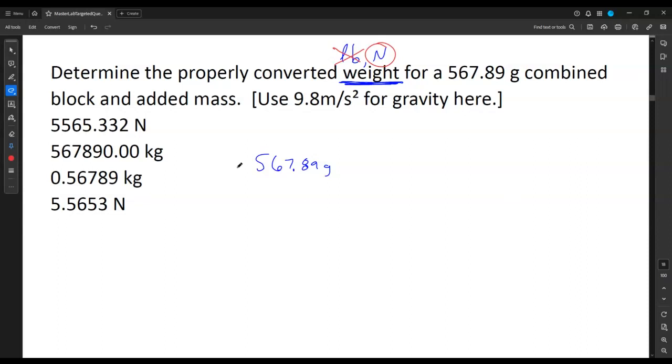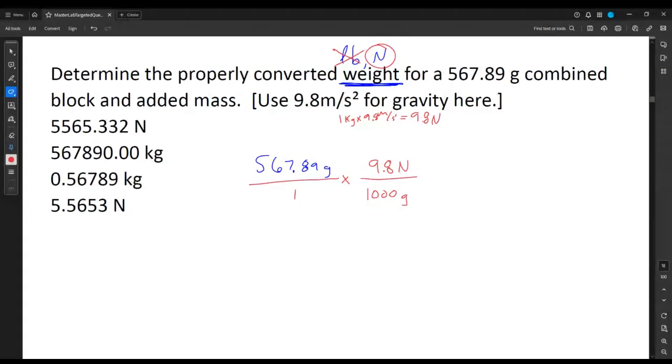Technically speaking, this conversion only works when we are on Earth, but that is in fact where we spend most of our time. So grams takes 1,000 grams to make a kilogram. Well, because of gravity, 1 kilogram just happens to turn into 9.8 newtons. So this happens because 1 kilogram times 9.8 meters per second squared makes 9.8 newtons.